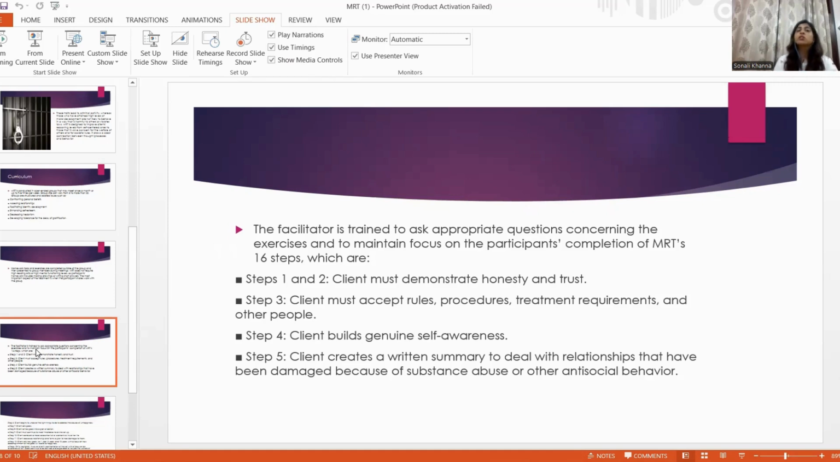Build genuine self-awareness. So the fourth step is we tell them generally to be self-aware about themselves. Tell me about yourself, who you are. What do you think of yourself? Then in the fifth step, the client creates a written summary of the relationships that have been damaged because of substance abuse or any other antisocial behavior. We ask them, tell me about your relationships that were damaged because of your antisocial behavior or because of drug abuse. So the clients can write about how they spoiled the relationship with their mother, father, wives, sisters, brothers, friends, anybody that has a very significant impact on them, or maybe more than one, they can write about it.